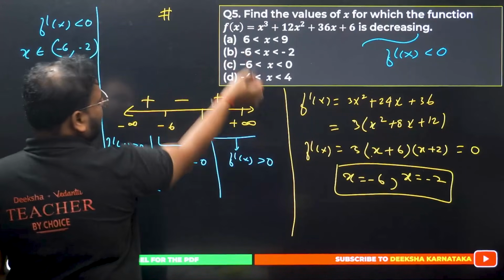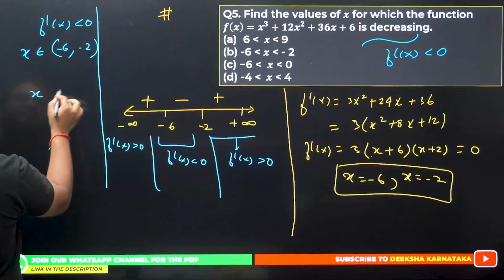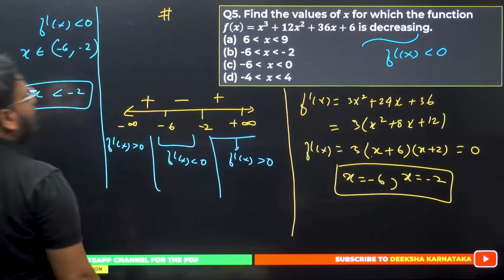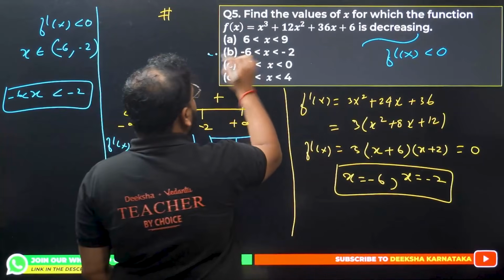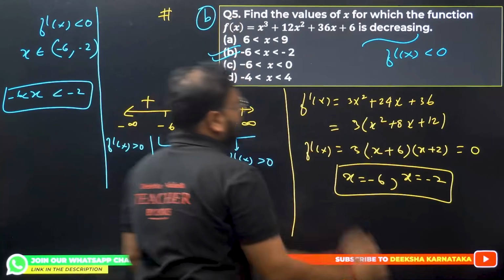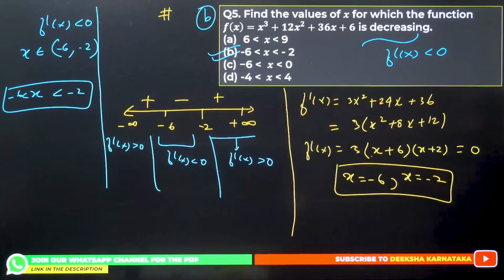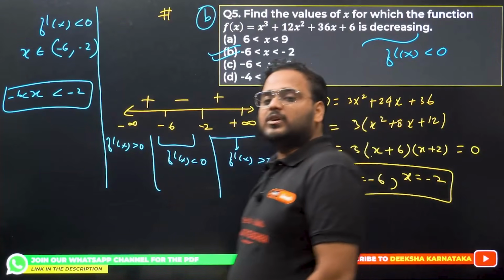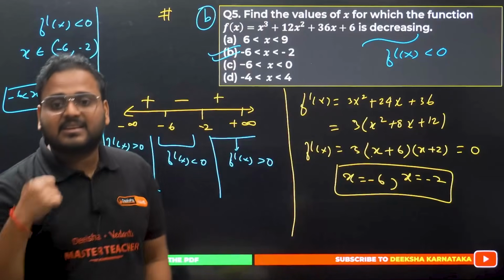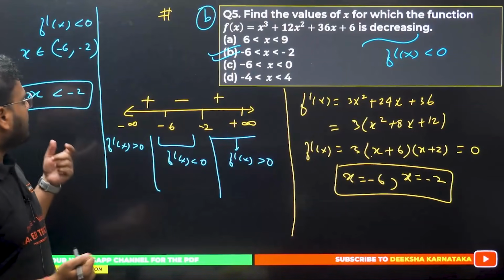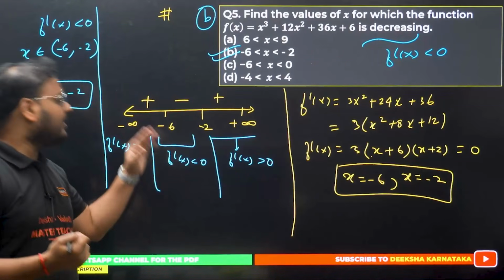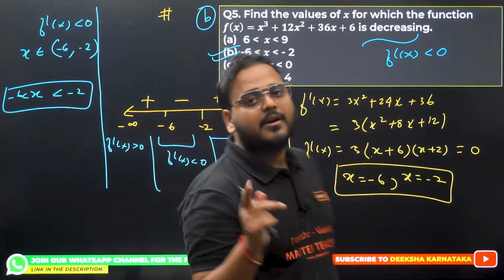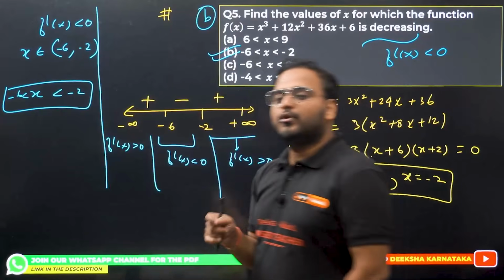They've given only open intervals, right? So the answer will be x between minus 6 and minus 2. Option is B. A very simple question. Now if they ask you for the interval where the function is increasing, you've got to say negative infinity to negative 6 and minus 2 to plus infinity. Okay, clear? Simple enough. Fifth one is done. Let's move on to question number 6 now.